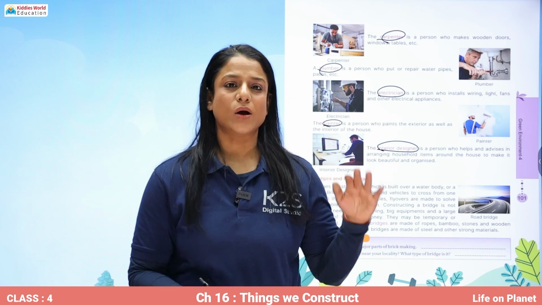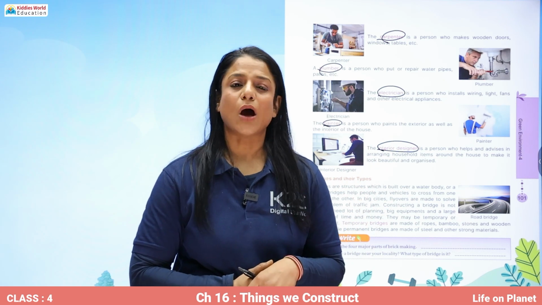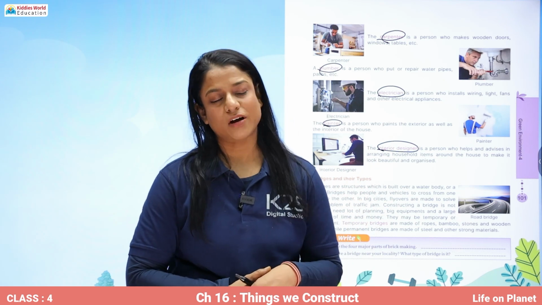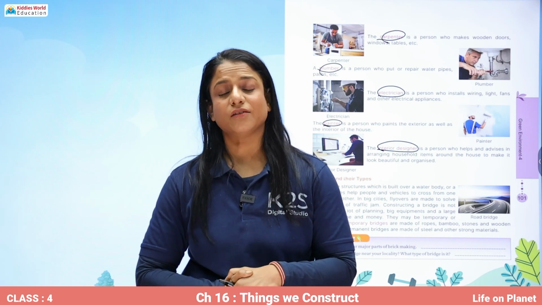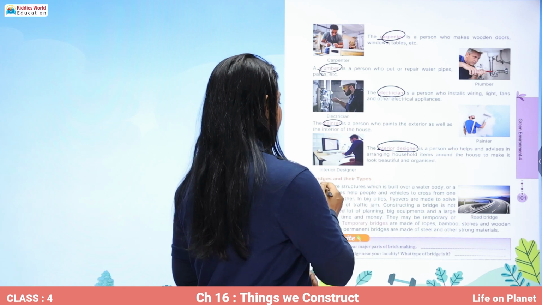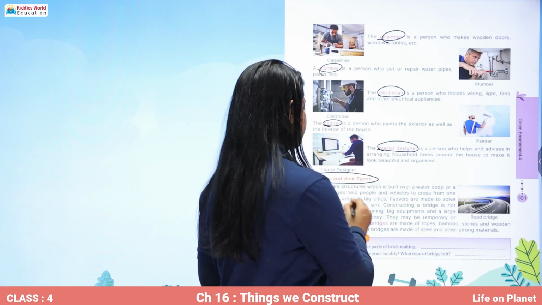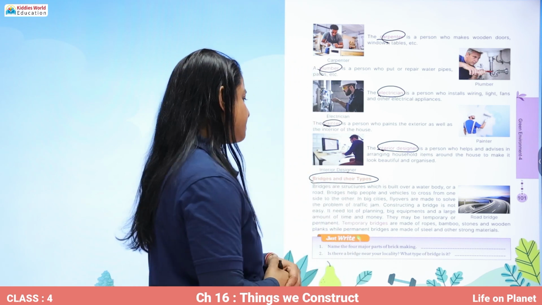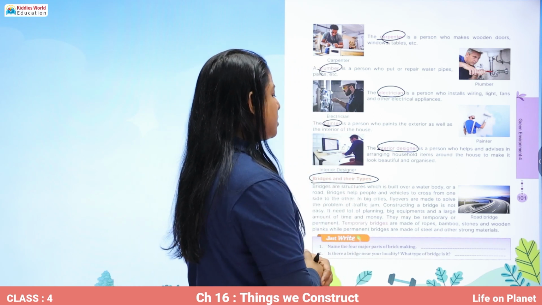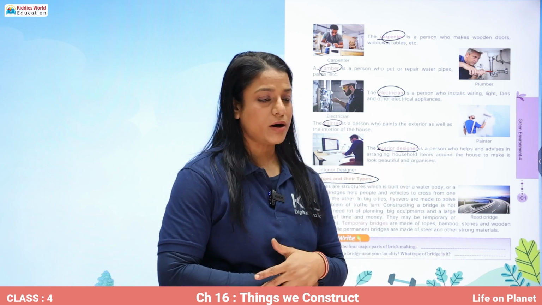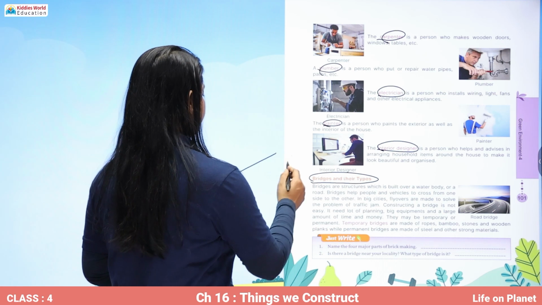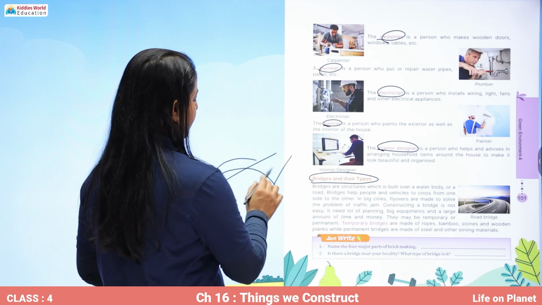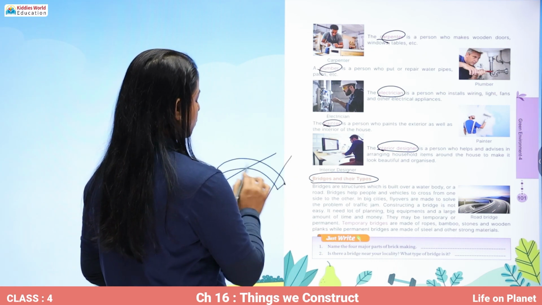So this was all about a house. Now comes commercial construction, commercial buildings, the buildings which are for public use, like bridges. So now let's look at the different bridges and their types. Bridges are structures which are built over a water body or a road. So there is a water body flowing and there is a bridge to cross this water body.